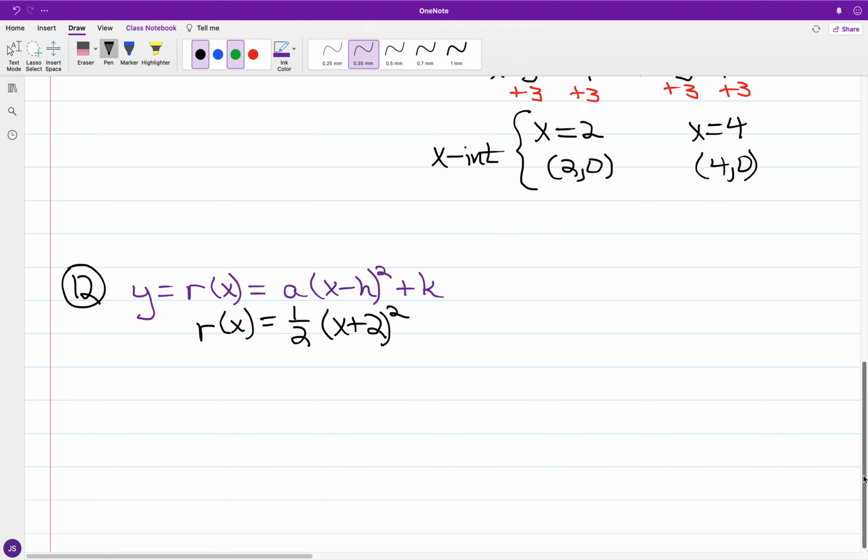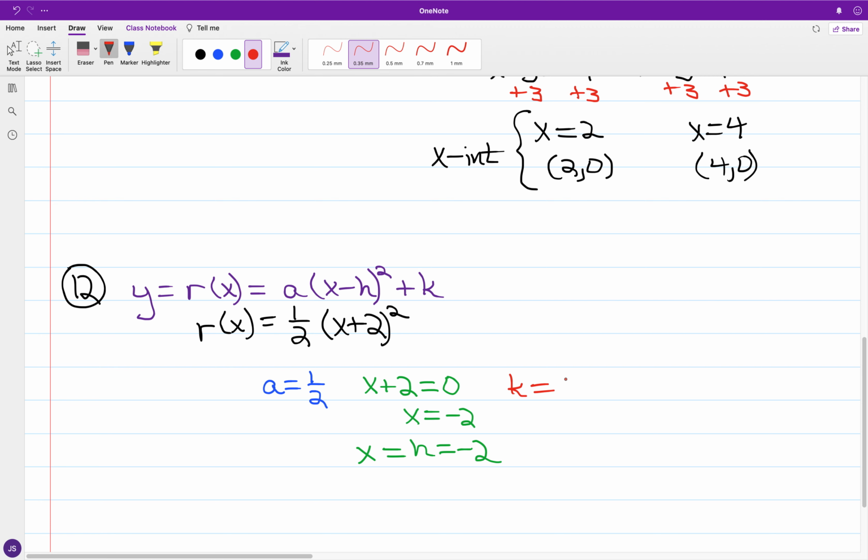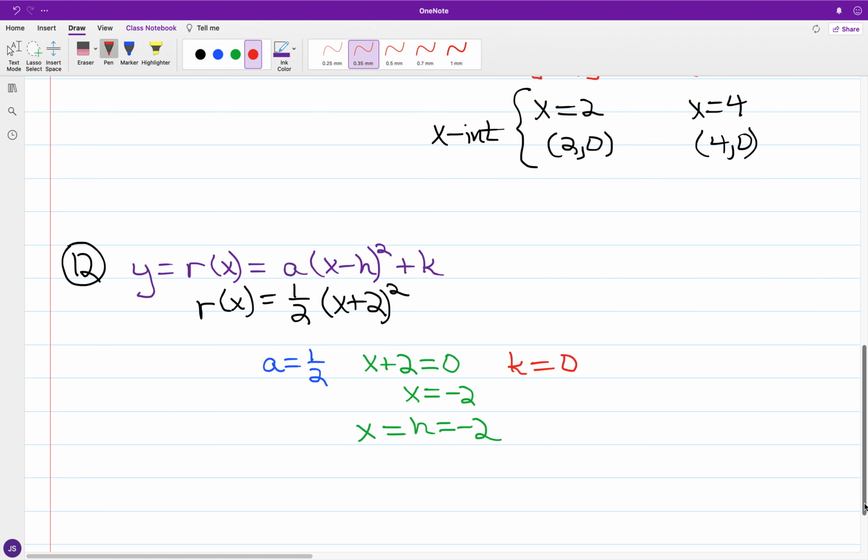Okay, so in identifying a, h, and k, here a is at 1/2, and for the h value, x minus h is represented by x plus 2. If I set this to 0, then we have that x is equal to -2. So h is equal to -2. And for the k value, notice that nothing is added or subtracted after 1/2 of the square of x plus 2. So we have a void here. So right away, k is equal to 0.